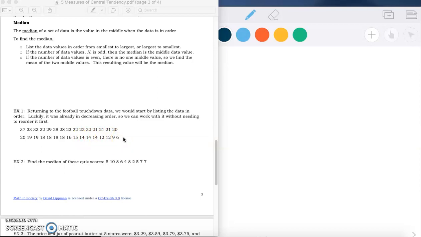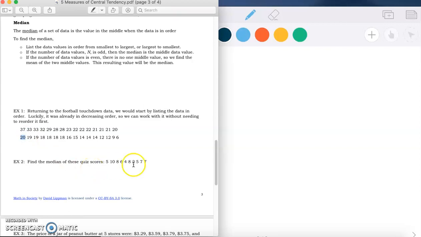That's going to be the 16th value. That means there's 15 on either side of it. So again, we're going to count 1, 2, 3, 4, 5, 6, 7, 8, 9, 10, 11, 12, 13, 14, 15, 16. So that means that the median of the data set is 20 in this case.